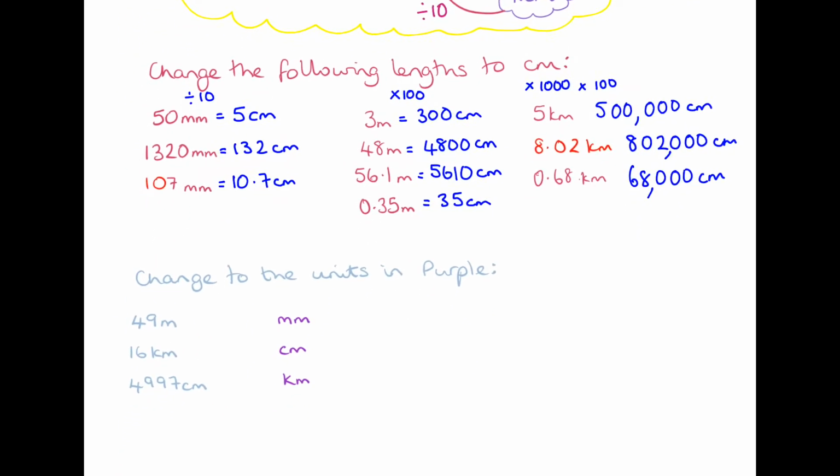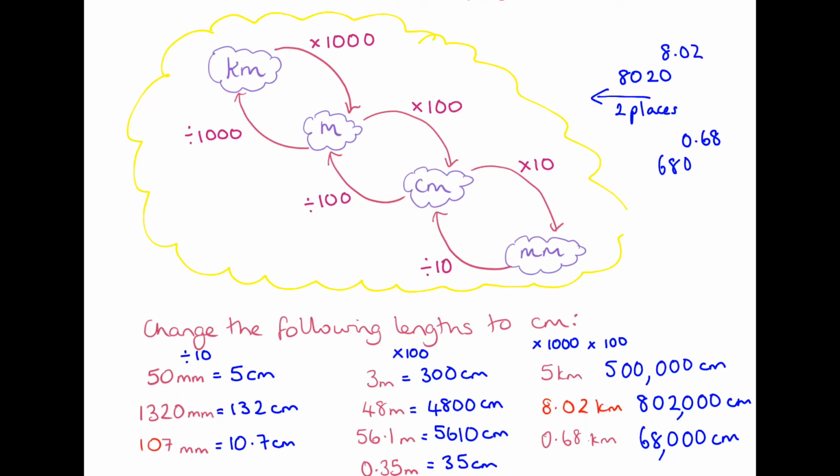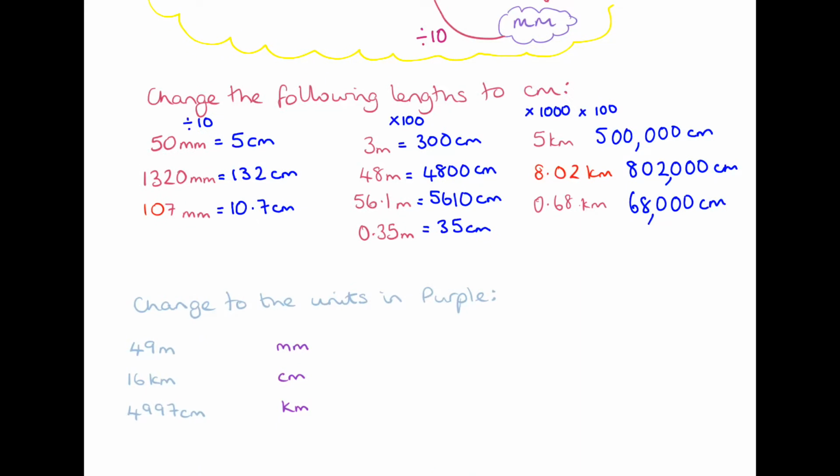And then lastly today, we're going to just take each of these amounts, these lengths, and change them to the units that are in purple. So we're going to change metres to millimetres for our first question here. So let's look back at our diagram. Metres to millimetres, so we're going this way. So we'll need to multiply by 100 and multiply by 10.